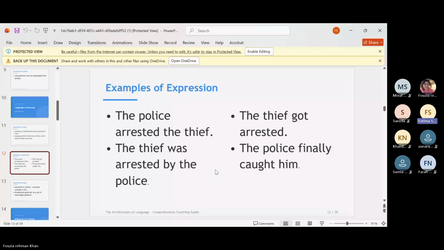I'm using the word arrested, so maybe there is some kind of meaning. But there is no mention of police in the third one. There is no mention of the thief in the last one, but we know that the words finally caught would reflect a criminal, not a normal person. The police finally caught him. So the implied meaning comes from finally caught. And we don't know if he's a thief or a murderer or a robber, right? We just know he's someone.